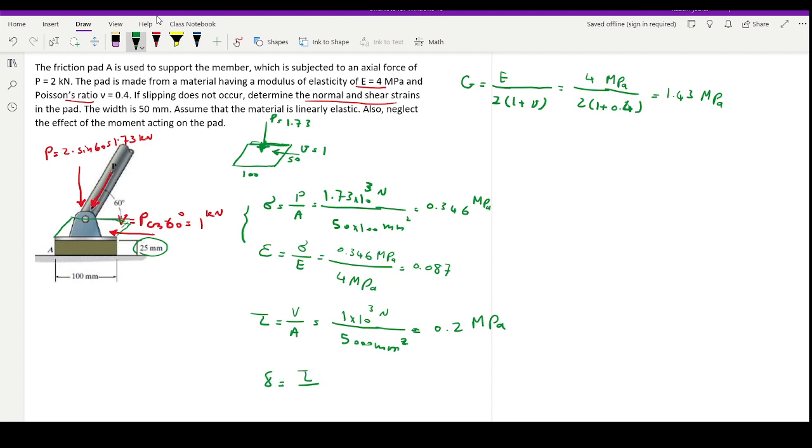gamma is tau over G. You see that the equations are very identical, very similar between normal and shear stress and strain. So 0.2 and this is 1.43, both of them megapascal. This is going to be a unitless result.